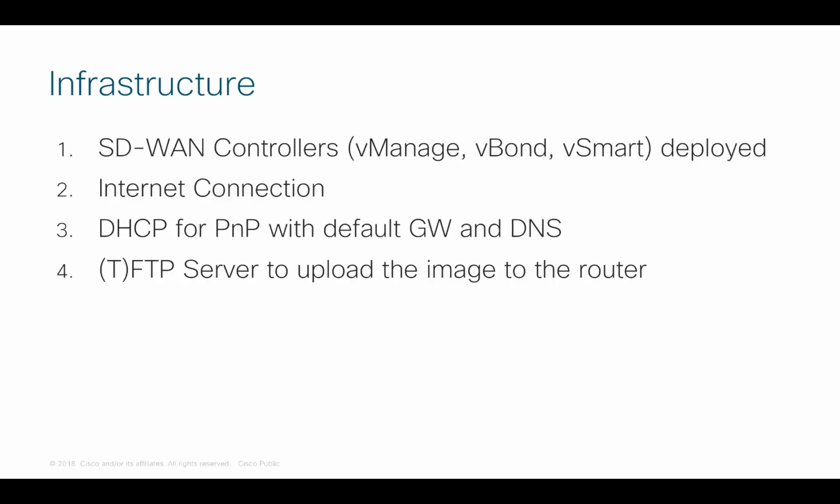All right, so we talked about requirements for the router itself. Now let's talk about additional requirements for the infrastructure. What I need in my lab in order to upgrade the router to SD-WAN. What about SD-WAN controllers? Do I need an internet connection? What else do I need for the successful upgrade?